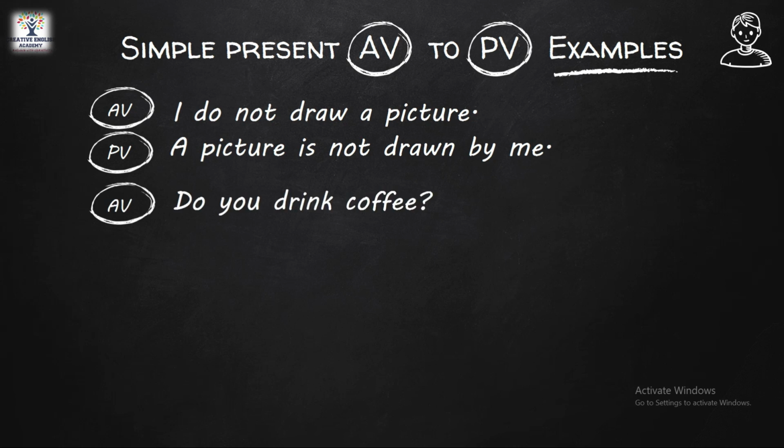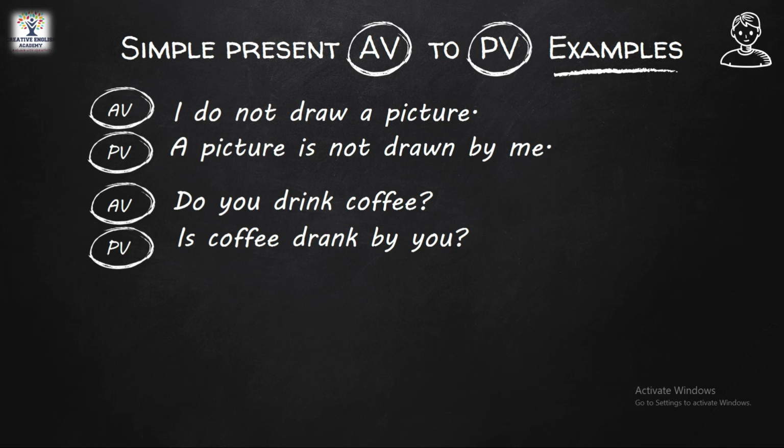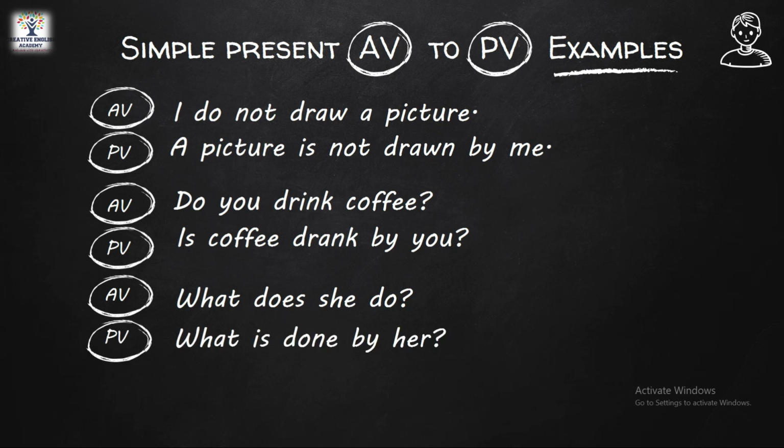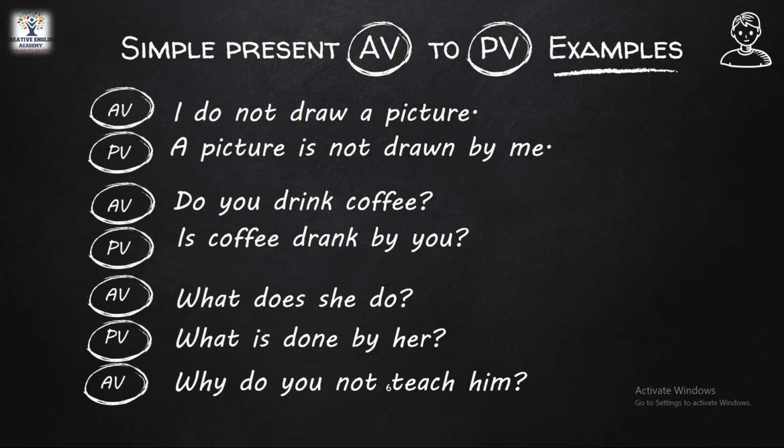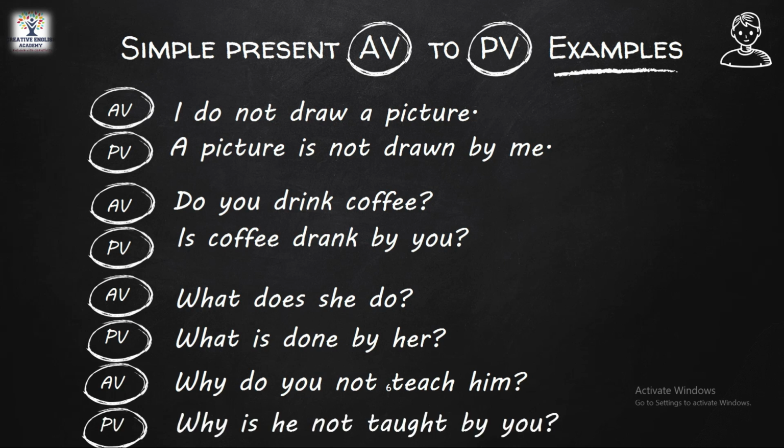One more. This is a verbal question. Active voice: Do you drink coffee? So is coffee drunk by you? One more. What does she do? What is done by her? Why do you not teach him? Why is he not taught by you?